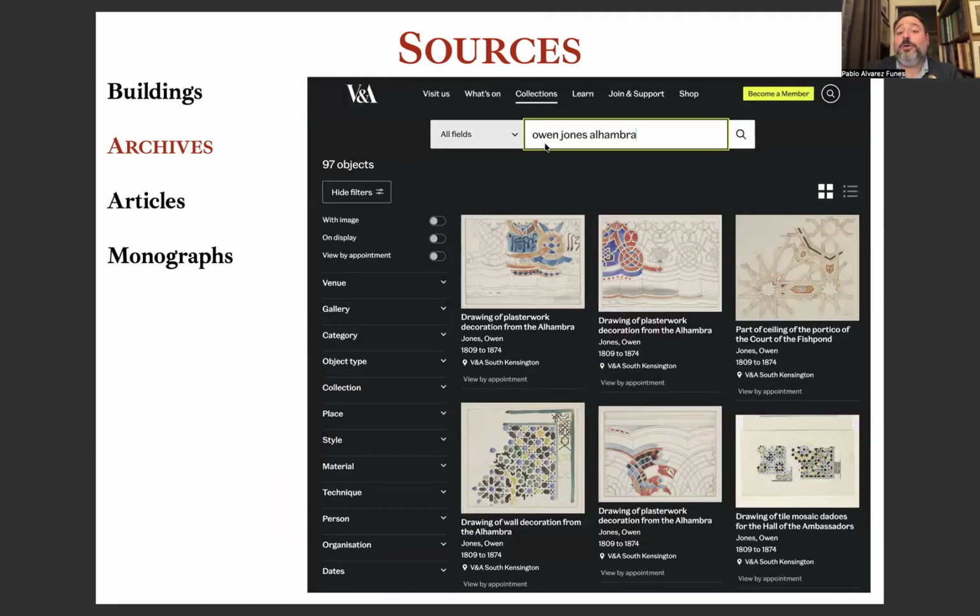And another one, of course, is the Victoria and Albert Museum. And here is myself doing a quick search on Owen Jones Alhambra, and these are the drawings that appear. And this is what I was saying about getting lost in the details. One could enter the archive and see all those wonderful watercolors that Owen Jones did, and spend hours looking at them. Oh, the color! But are you learning how those ornaments are done, or are you just admiring a beautiful object? And this is something that I am putting to you as an audience.